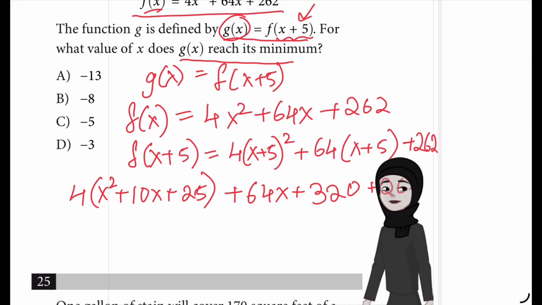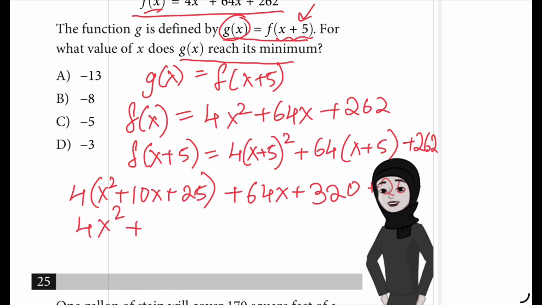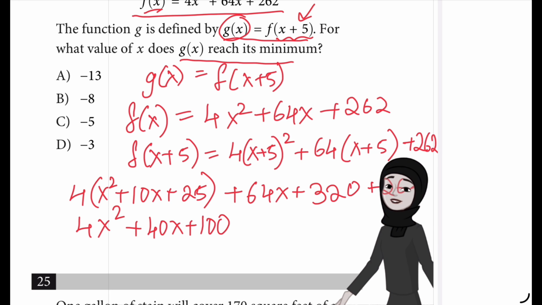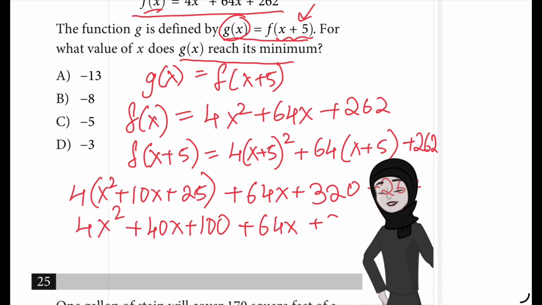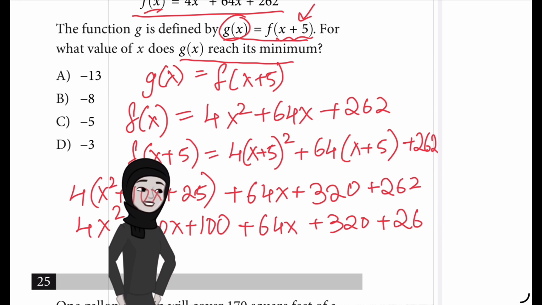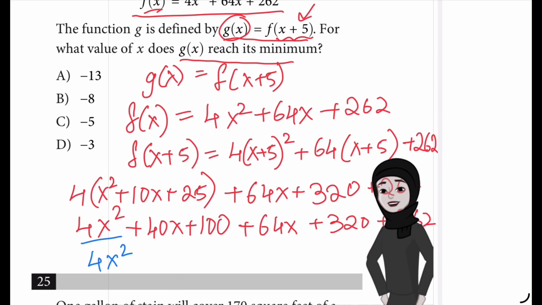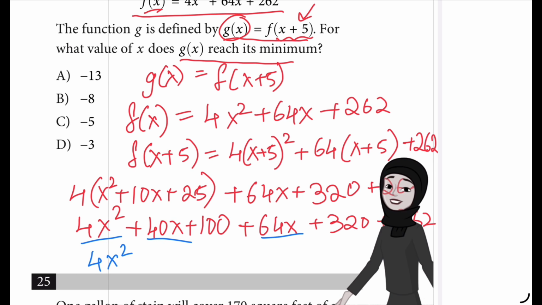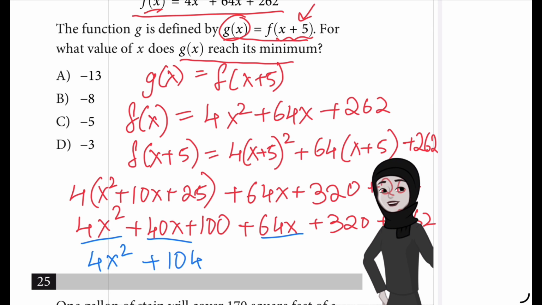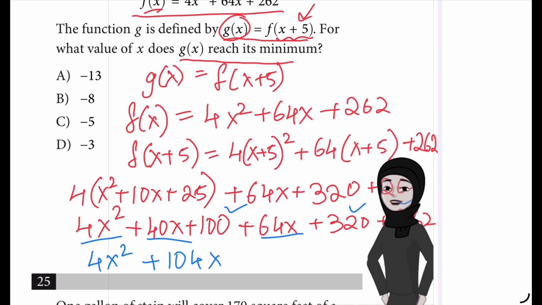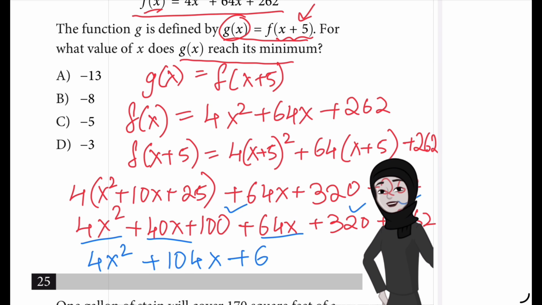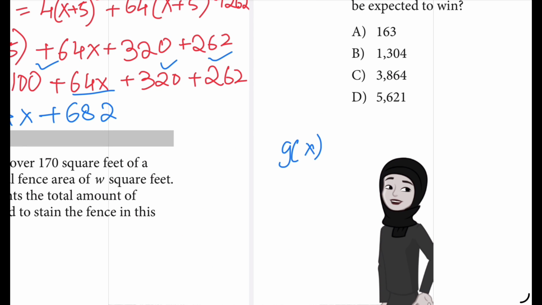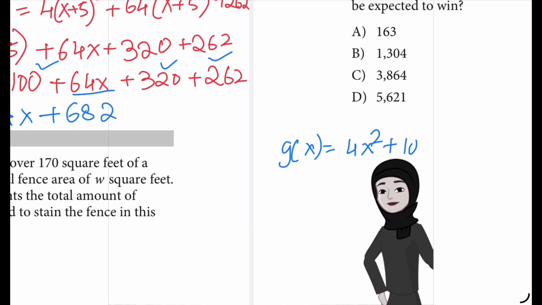Now we have to combine the like terms after expanding this. So 4x squared plus 40x plus 100 plus 64x plus 320 plus 262. Now there is only one x squared term, so that will remain as it is, and there are two x terms, 40x and 64x, and that will add to 104x. Then we have these three constants, 100, 320 and 262. Together it will become 682. The g of x function we now found to be 4x squared plus 104x plus 682.